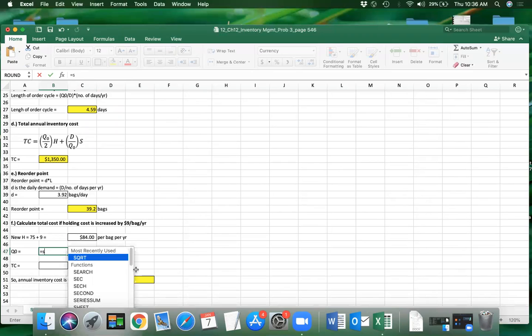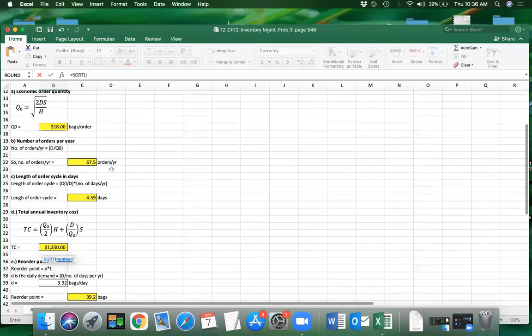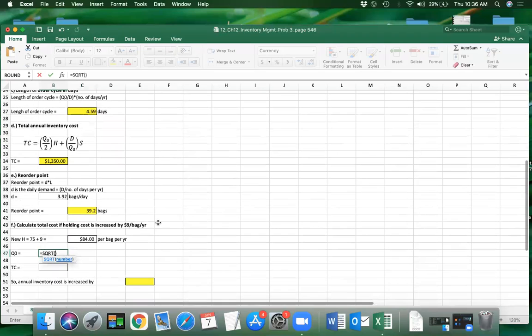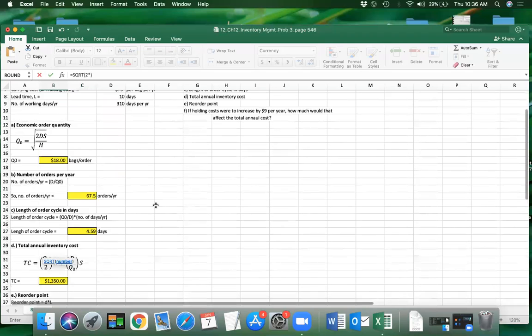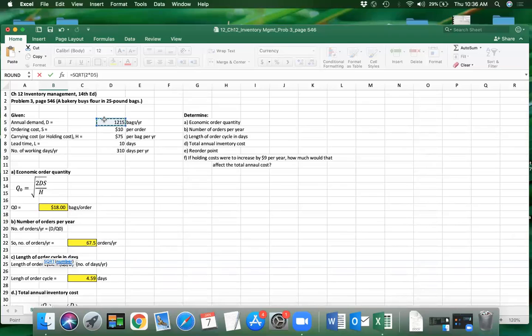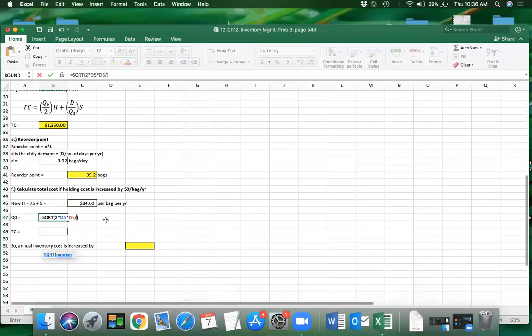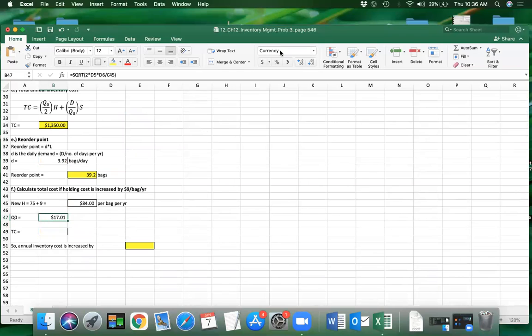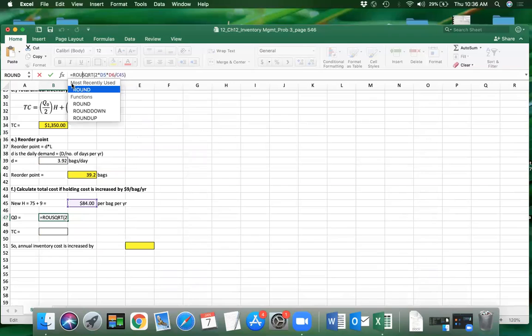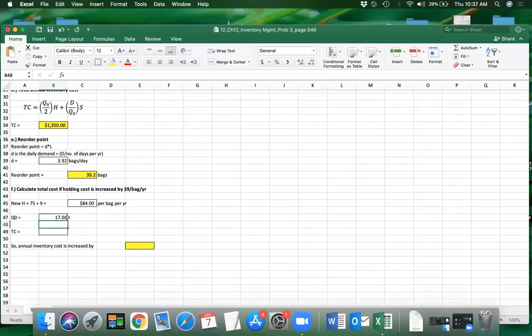So with this new carrying cost, we need to again find the economic order quantity, and the formula we know is the square root of 2DS over H. So 2 times my annual demand, which is 1215, my ordering cost is the same, and my holding cost or carrying cost is going to be $84. So that's my economic order quantity. Let's round it again, round open parenthesis, and let's do it to two decimal places. So roughly 17 bags.